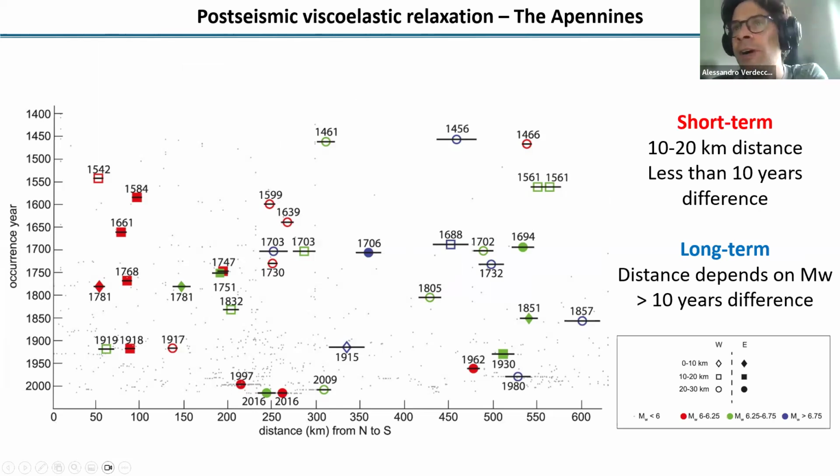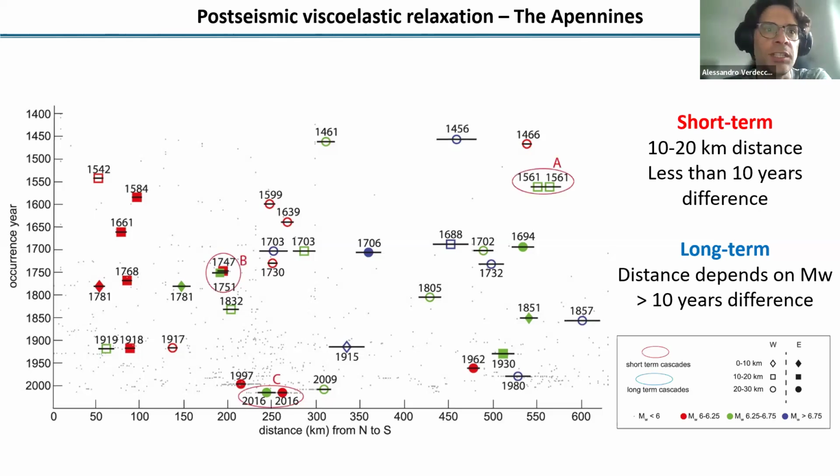So we wanted to define the short-term triggering when earthquakes are at 10 to 20 kilometer distance from each other and less than 10 years different in time from each other. Everything else, larger time scales and distances between events that are related to viscoelastic relaxations, examples I showed before, are going to be considered long-term clusters.